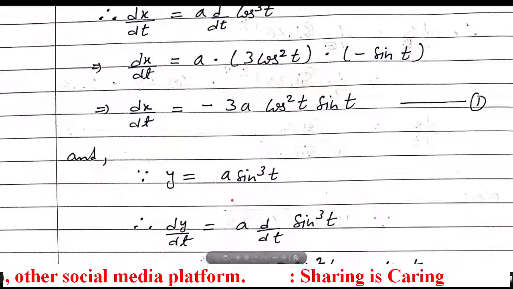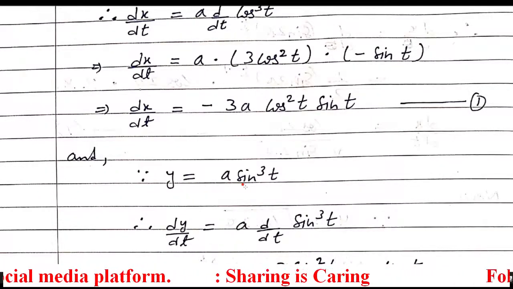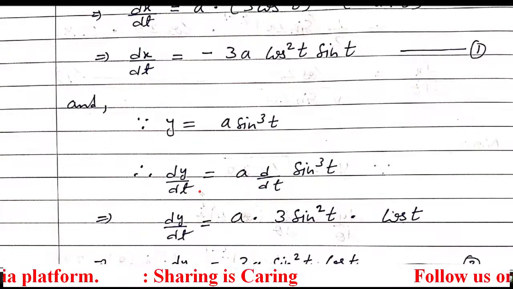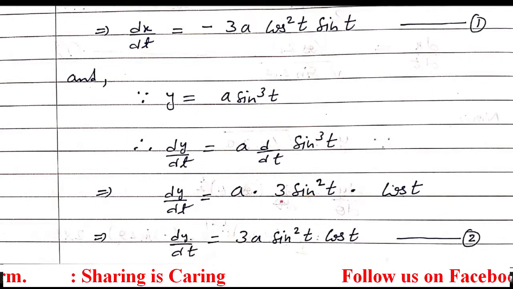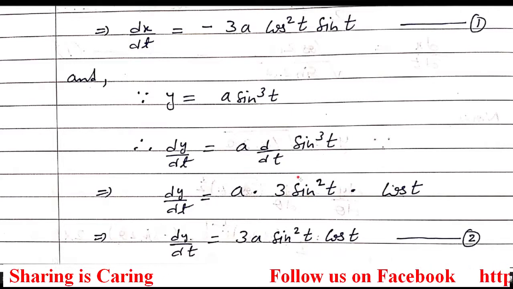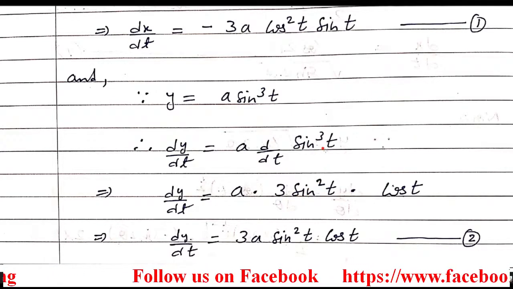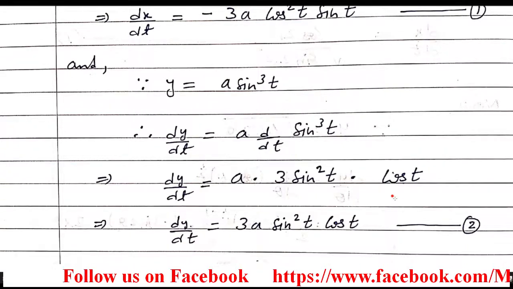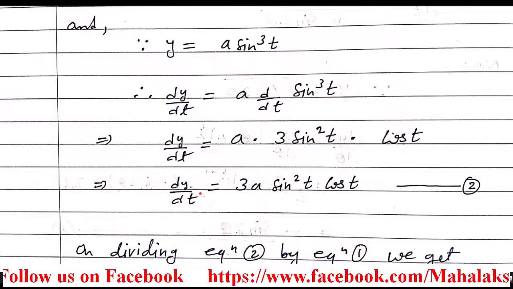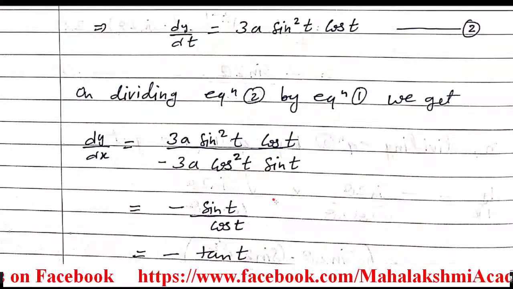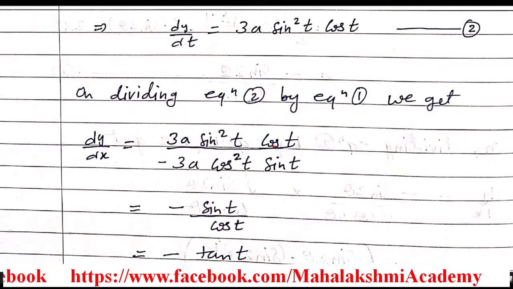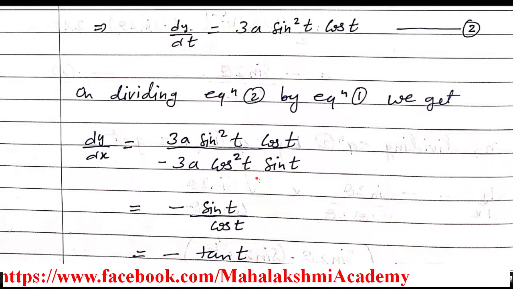Now in the same way, y is a sin cube t. So differentiate it with respect to t. You just use the x^n formula, that is n x^(n-1). Then use the chain rule. Sin t again, just differentiate. So cos t. That will give you dy over dt. Now divide equation 2 by equation 1. You will obtain this. Cancel whatever you can cancel.